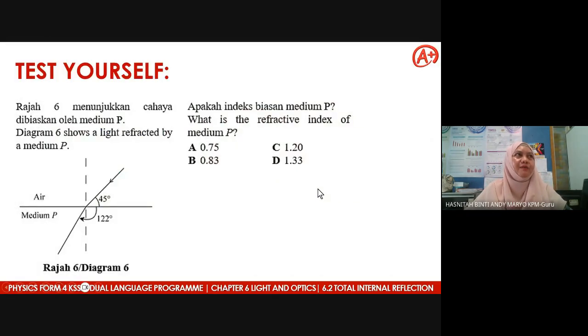Now this is an example of a question related to the second learning standard. Let us try. Diagram 6 shows light refracted by a medium P, an unknown medium. The light travels from air into medium P. Students, can you tell me what is the angle of incidence in air? You are given an angle of 45 degrees and here 122 degrees. So what is the angle of incidence?